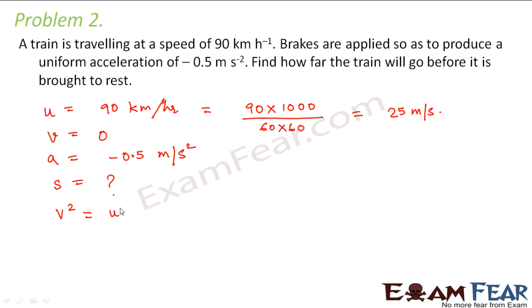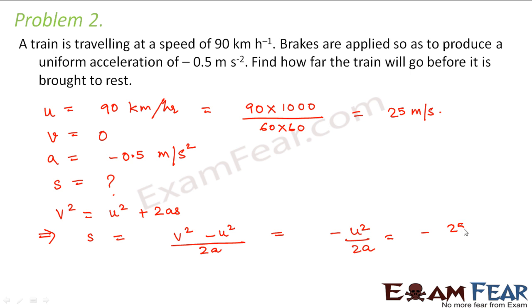Now from the third kinematic equation, we know that v square is equal to u square plus 2as. So s becomes equal to v square minus u square divided by 2a. Right? So v is 0, so this becomes minus u square by 2a. This is equal to minus 25 square divided by 2 into minus 0.5. So this minus and this minus will get cancelled, and we get 625 meters. So this train will travel a distance of 625 meters and after that it will come to rest.